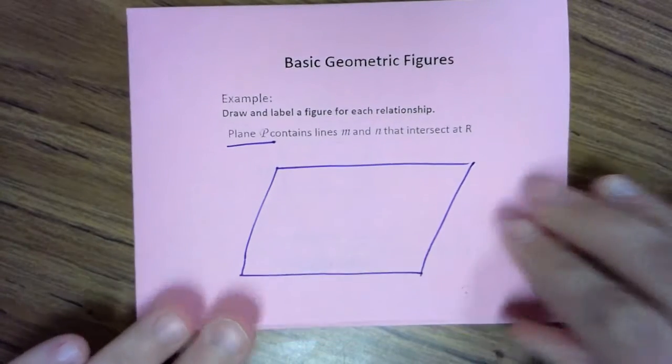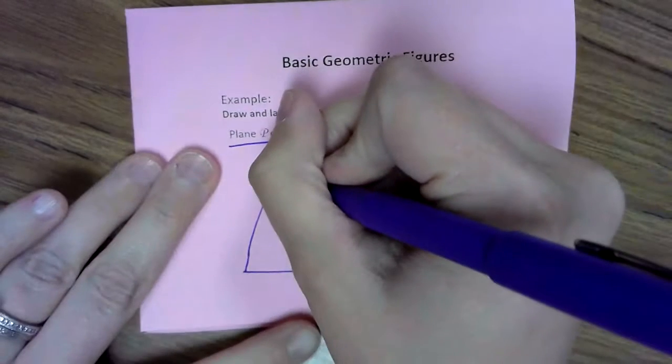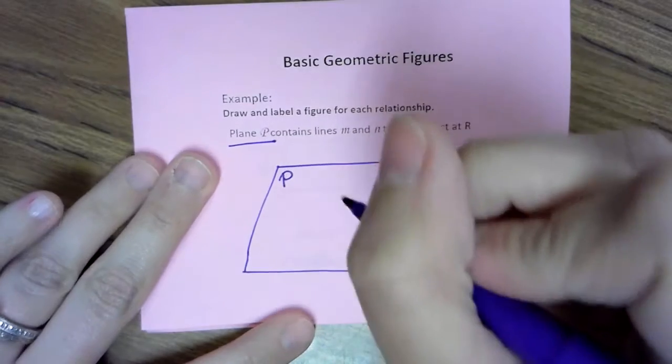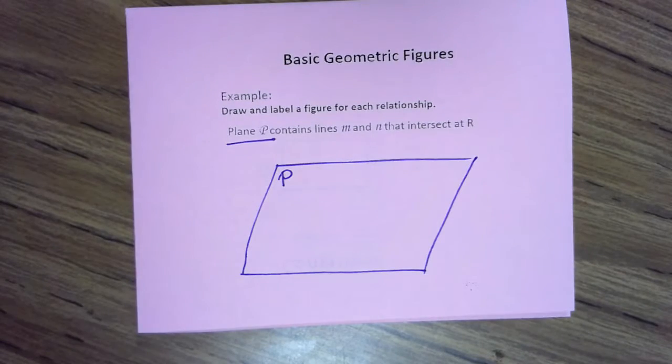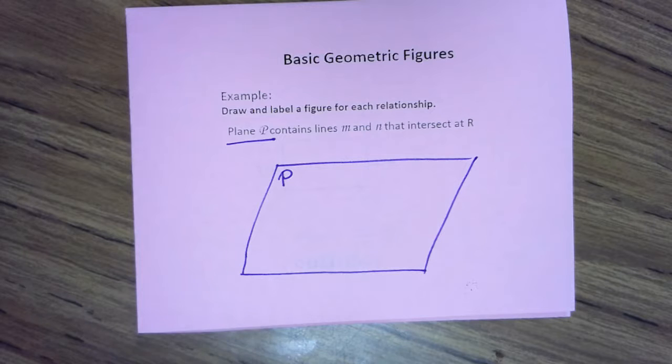So it's super important to name your stuff. If it has a name, you need to name it. So this plane's name is P. And so I'm going to put that P in just a corner somewhere. It's going to hang out there. Plane P. All right, moving on. It contains. So let's think about that. Contains. Is it on the plane or outside of the plane? Well, if it contains, it's in the plane. It contains two lines, M and N.